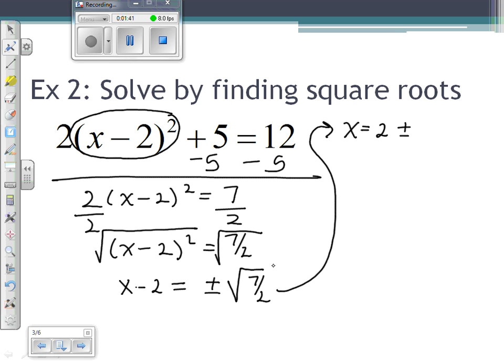Now what I'm going to do is I'm going to split this up. Radical 7 over radical 2. Just to remind myself to rationalize, I can't leave that radical on the bottom, so I have to multiply top and bottom. So your final answer will be x is equal to 2 plus or minus radical 14 all over 2.